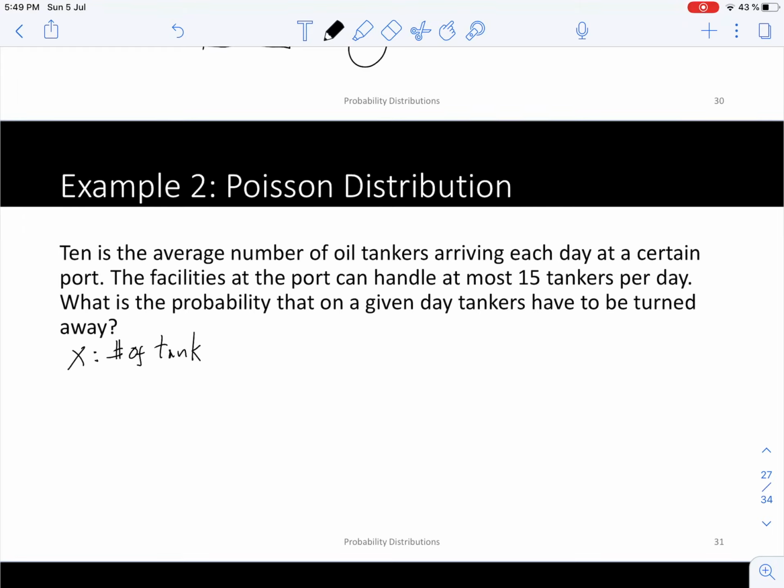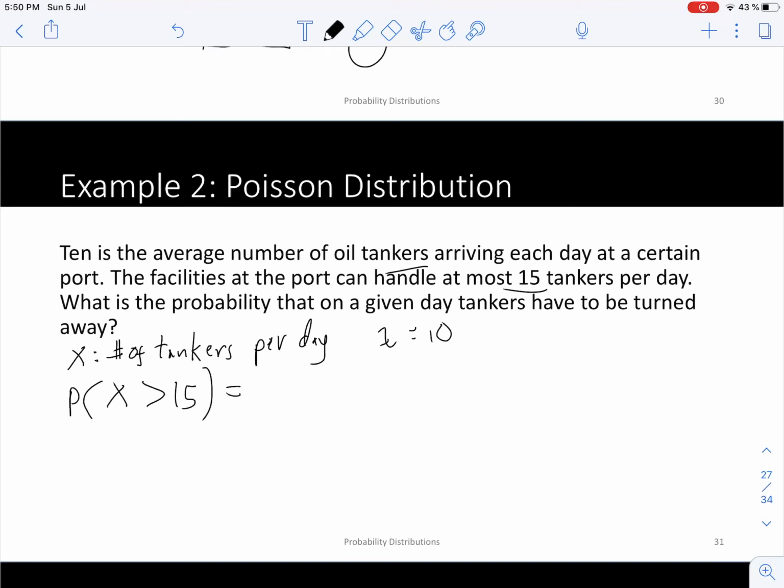So it's per unit of time: number of occurrences per unit of time. We know lambda, the rate, is 10, right? 10 tankers per day. And the question here is what's the probability that the capacity is going to be exceeded, right? Because they can handle at most 15 tankers. So what's the probability that they have to turn away tankers? What we are being asked here is the probability of x greater than 15. That's the probability that the capacity is going to be exceeded, right?